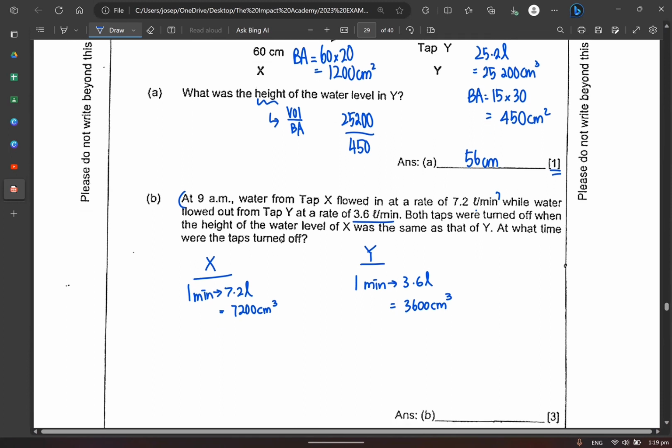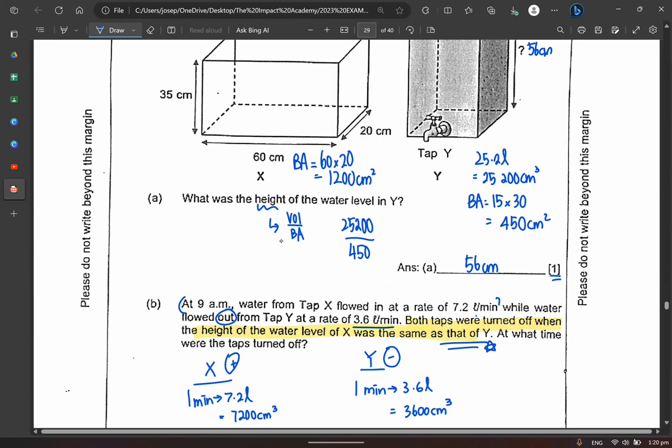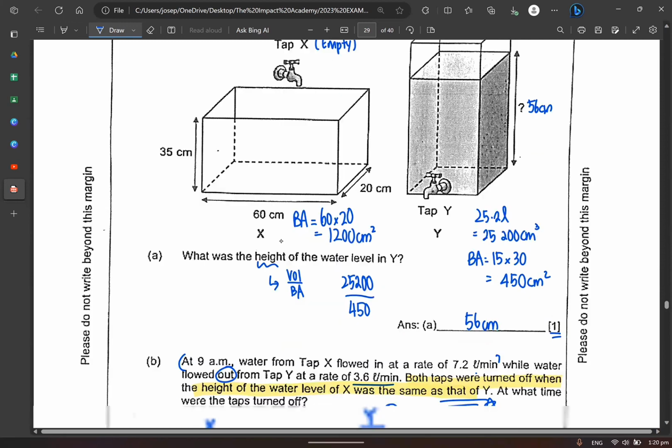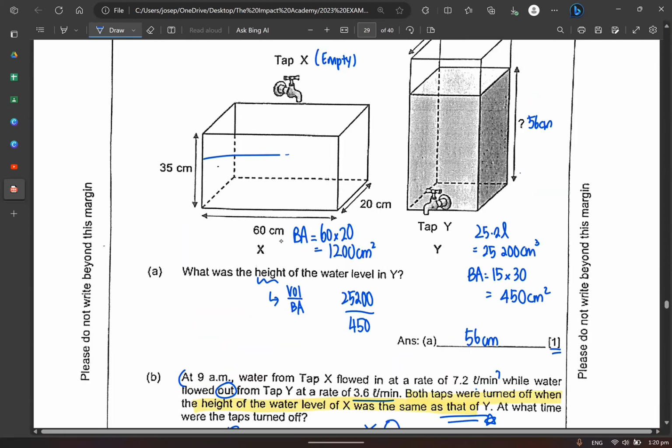Now, both taps were turned off when the height of the water level of X was the same as that of Y. So this is very important. Since you know that in 1 minute X will receive 7,200, I'm just going to put plus over here. For Y, it's minus, because they say flow out. Because Y already has something, Y has to decrease and X has to increase, and they will meet at a point whereby the height is the same.